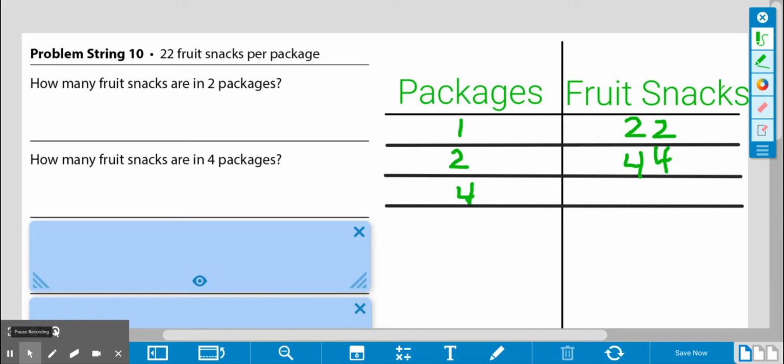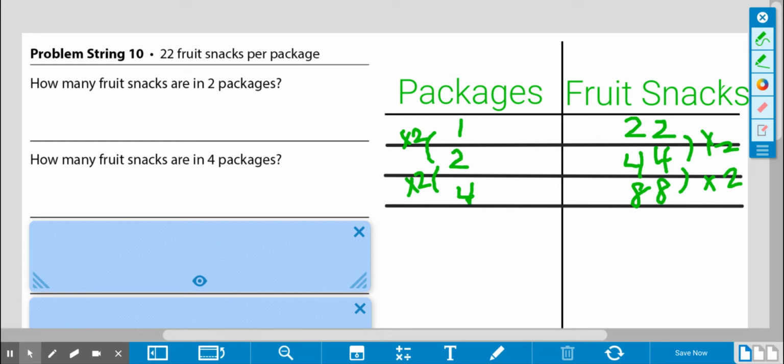Your answer should have been 88, and you might have gotten that by thinking of 1 package is 22, 2 packages as another 22, 4 packages have 4 of those, and I end up with 88. Maybe you also noticed that if I go from 1 package to 2 packages, it is doubled. When I go from 2 to 4, it is also doubled. So if the number of packages are doubling, so are the total number of fruit snacks. And you can see here how Mrs. Ellison might have notated that on our ratio table to help us keep that in our mind as we continue to work.